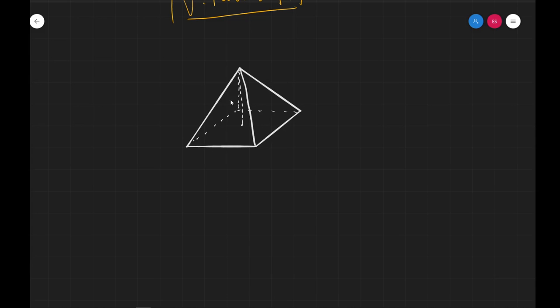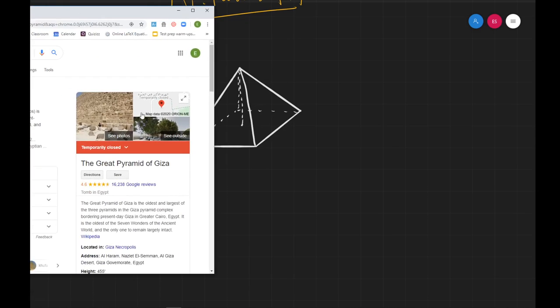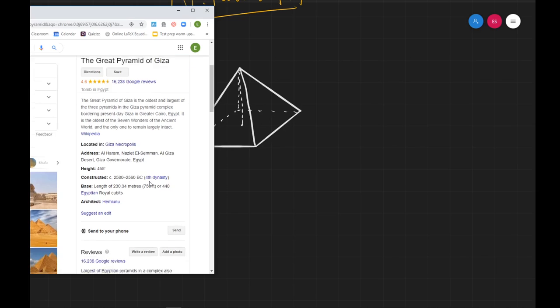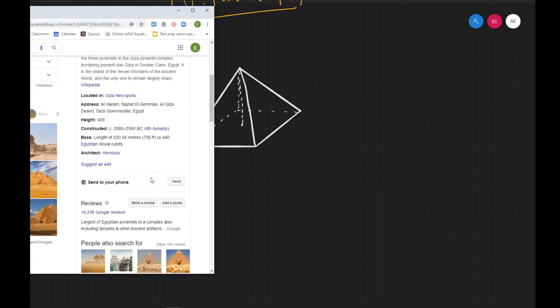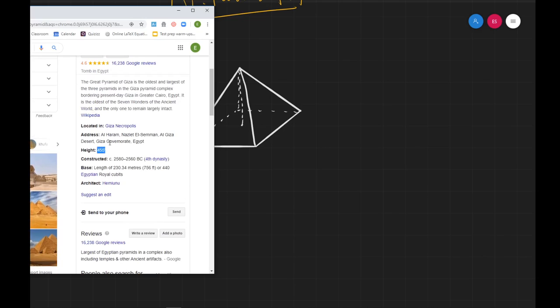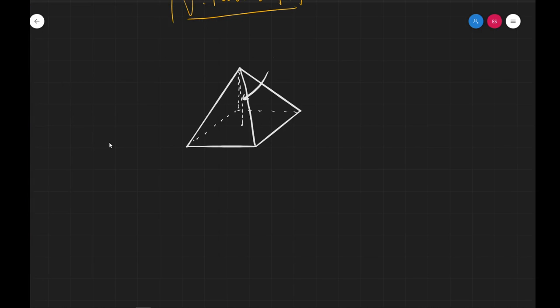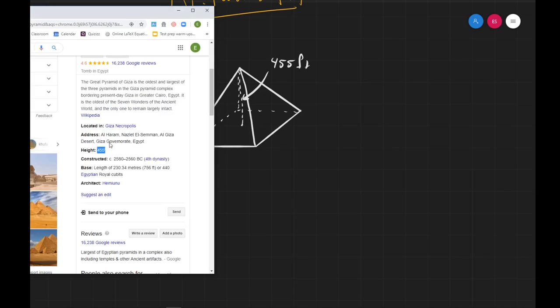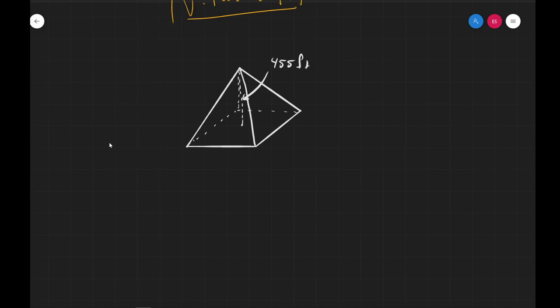All right. And a quick Google search will pull up that the Great Pyramid of Giza, which is temporarily closed, thank you COVID-19, you jerk, is 455 feet tall, so we can say that this height right here is 455 feet. And then that same search tells us that it is 756 feet on each edge. And this happens to be a square, so it's 756 feet on both sides.